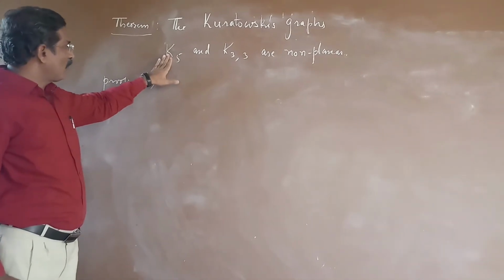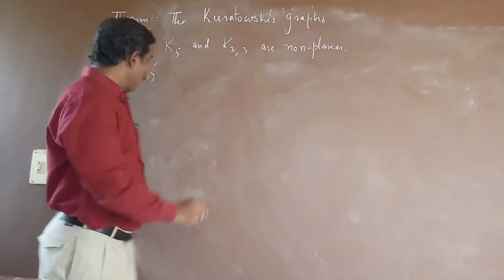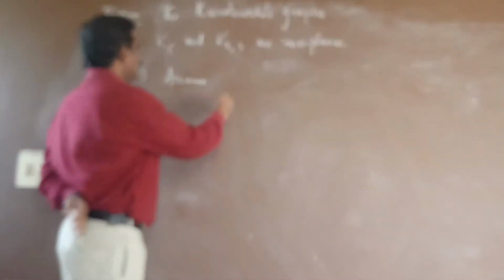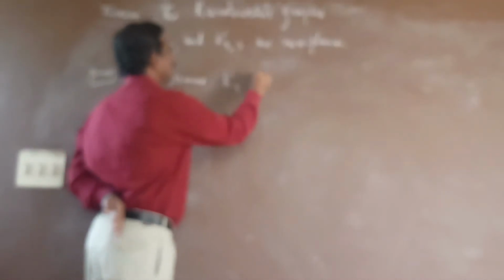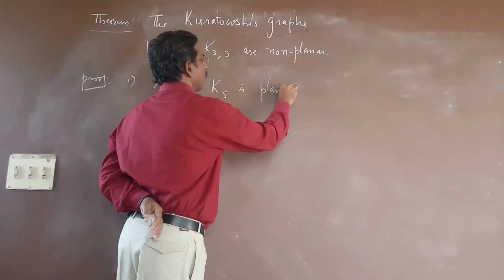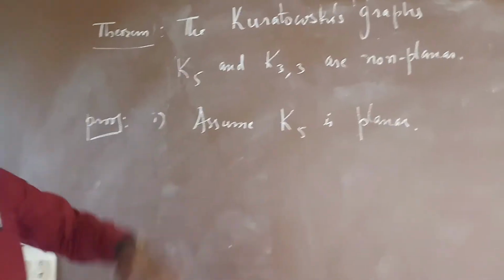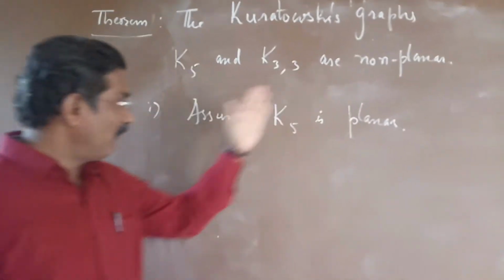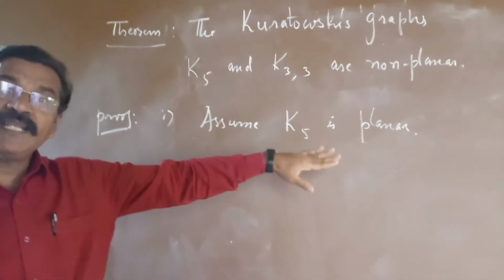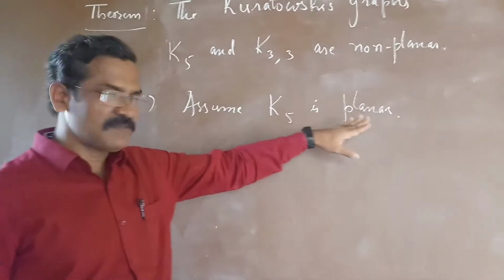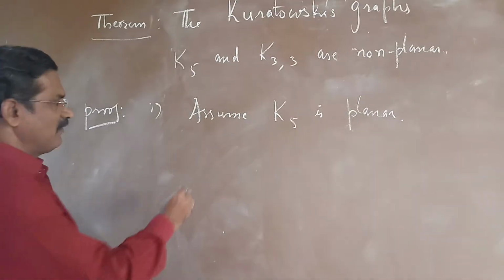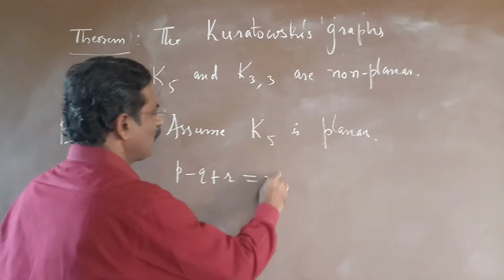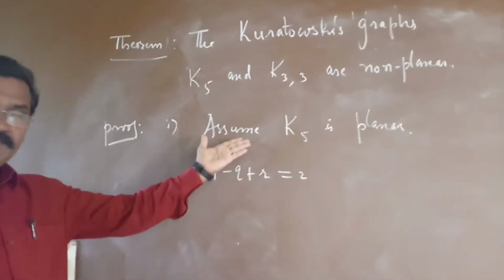Now our aim is to prove K5 is non-planar. But we assume, this is our assumption, we assume K5 is planar. Actually, we need to prove K5 is non-planar, but we have assumed K5 is planar. Once you assume K5 is planar, then by Euler's theorem, P minus Q plus R must be equal to 2. This has to satisfy.